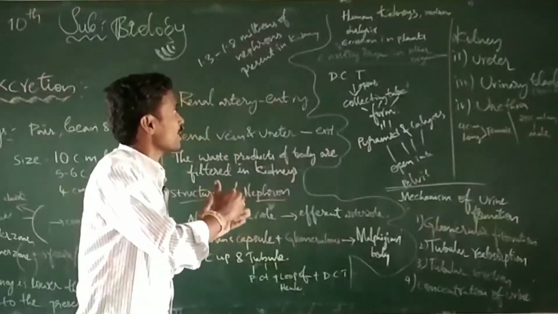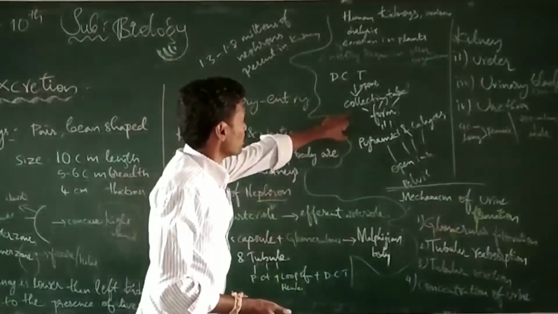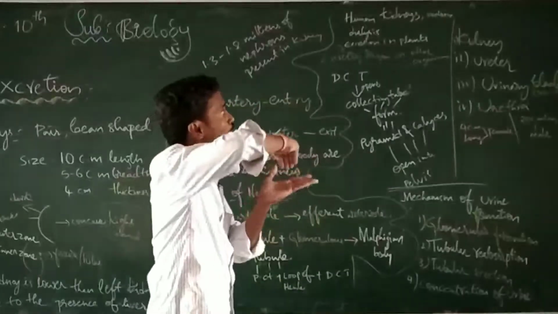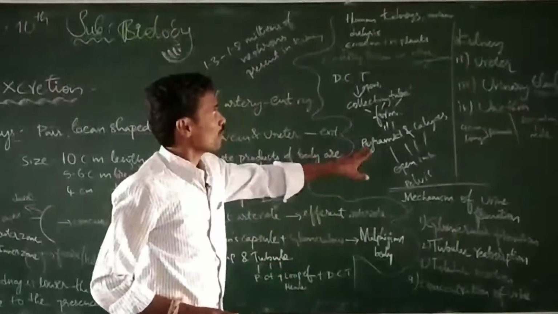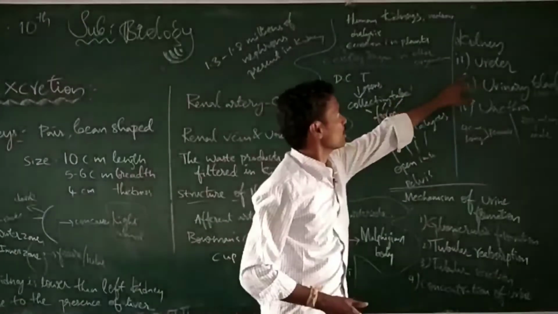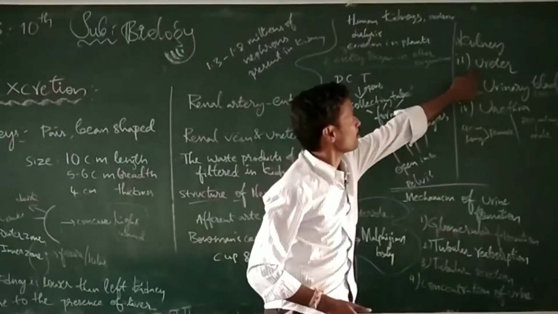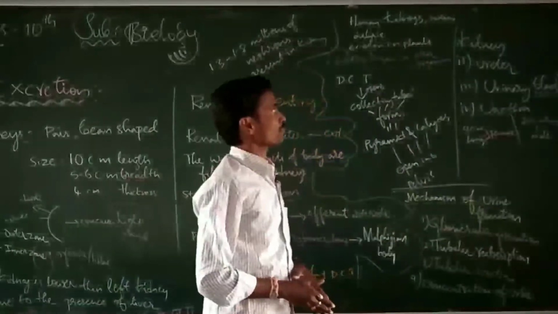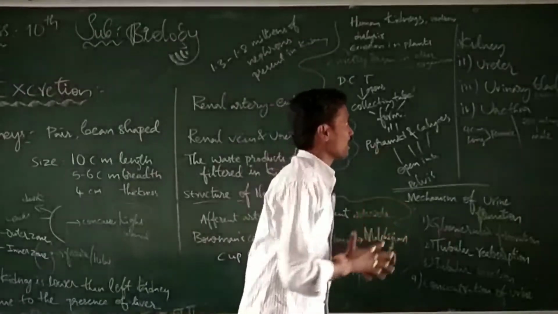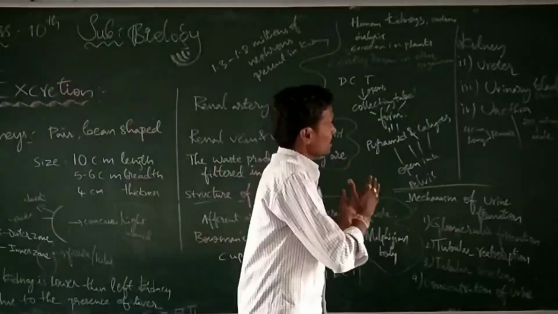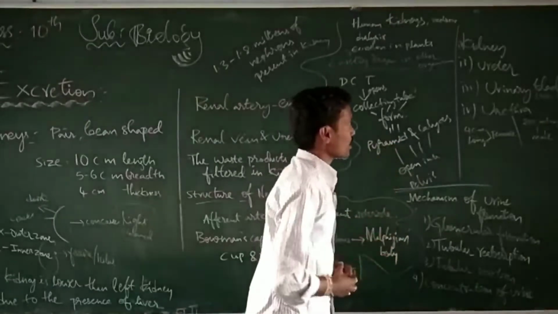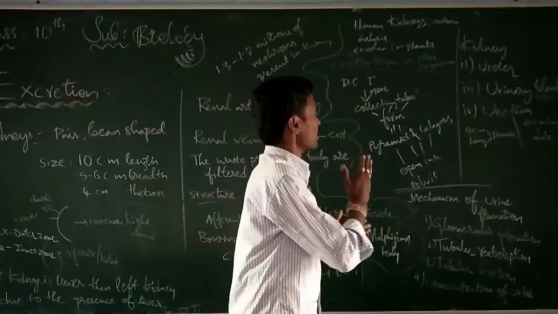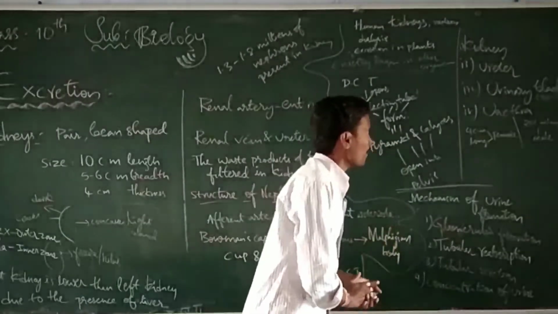So in total, that is collected into the collecting tubule and forms the pyramid and calyces, which open into the pelvis and come out as the ureter. Now that urine passes through the ureter and comes into the urinary bladder. It has a capacity of 300 to 800 ml. Later we observe the structure of the urethra. It is different in female and male. It is 4 cm long in female, 20 cm long in male.